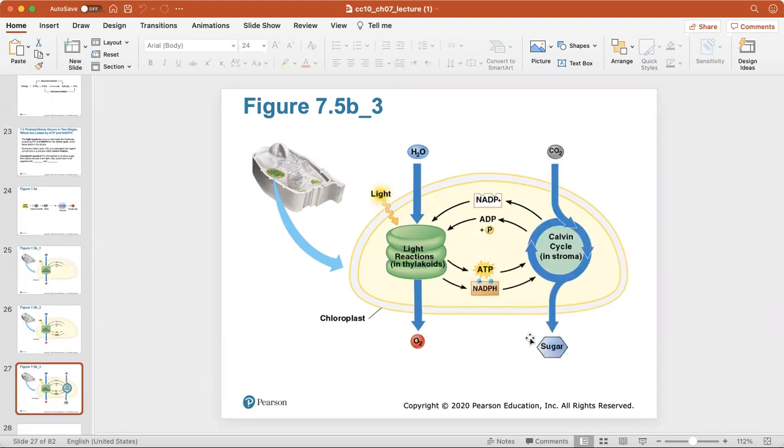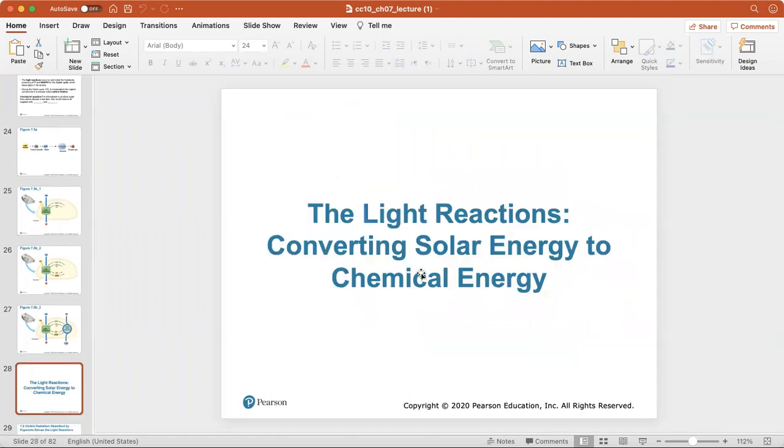as well as sugar. How we create the sugar is that the NADPH and the ATP produced from the light reactions will go and enter into the Calvin cycle in the stroma. And within the stroma, which again is the area outside of these green thylakoids in the chloroplasts, this is where the Calvin cycle occurs, and the Calvin cycle is what will produce the sugar.